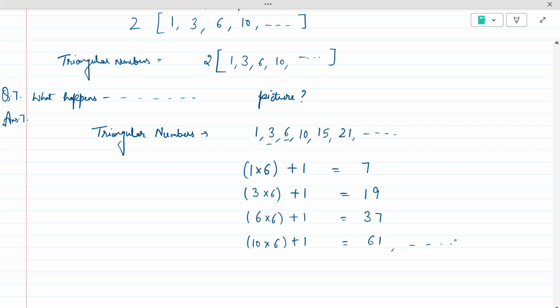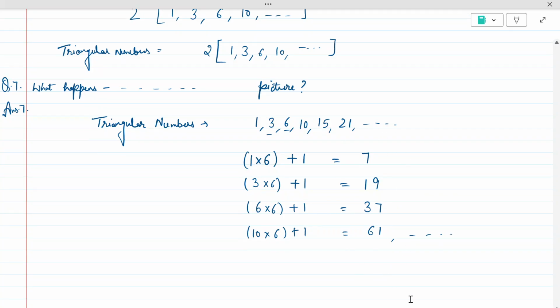The next number, we will multiply by 6 and add 1 to it, 61, and so on. So what we have done, we have multiplied every number of a triangular number with 6 and added 1 to it, and we have derived these numbers which I am writing here: 7, 19, 37, 61, and so on. So kids, what are these numbers? These are hexagonal numbers, right? These are the hexagonal number sequence.